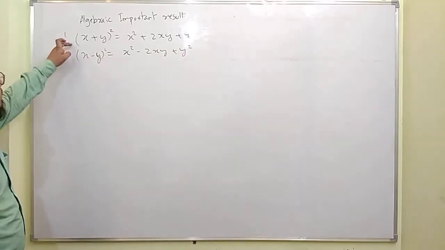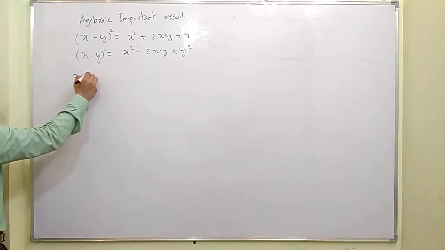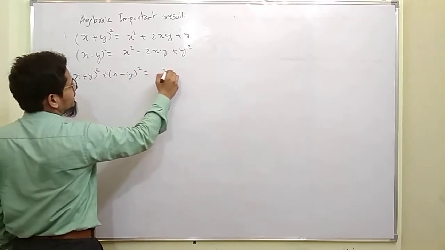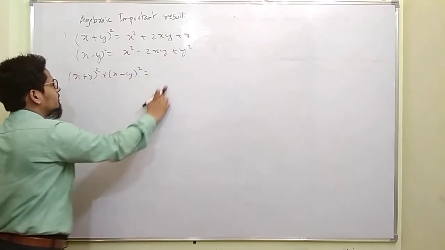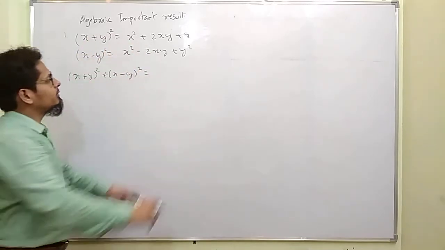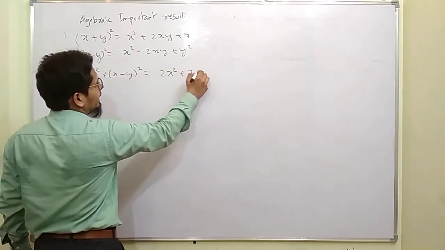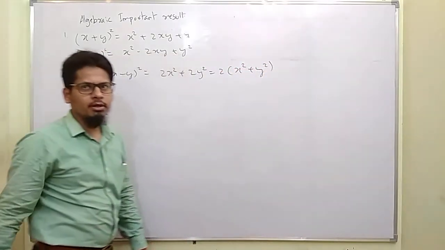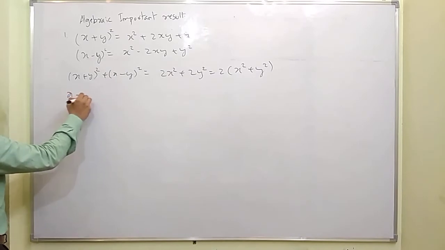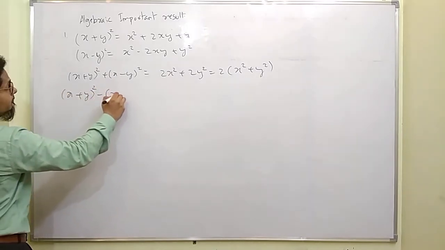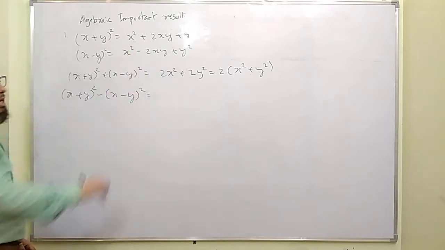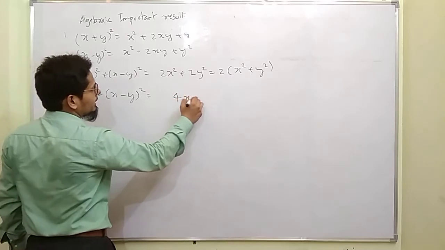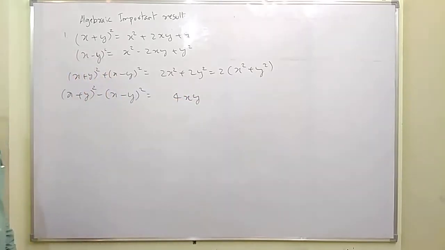Okay, on adding these two formulas we will get x plus y of whole square plus x minus y of whole square. Then we will get plus, add both of these, adding the left side as well as the right side, so we are getting 2x square and 2y square, right? Also we may take common 2 times of x square plus y square, right? Next is x plus y of whole square with a sign of minus. Now we subtract these both lines, then we will get only 4xy. Clear? These are the required things.